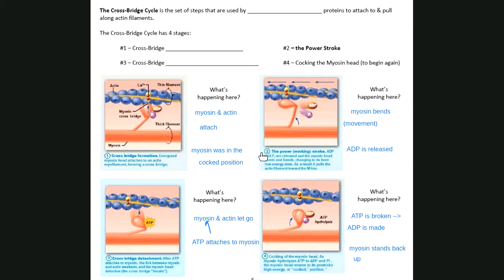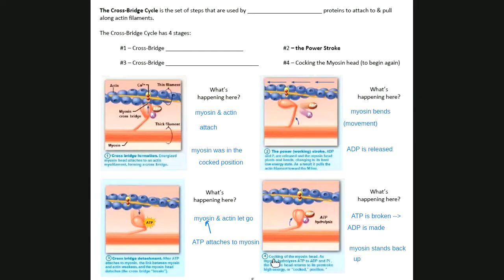So if I had a question that asked which stage ATP attaches to myosin, it attaches to myosin in this stage right here, crossbridge detachment. And I think we talked about this one: when I break apart ATP to change the shape of myosin, now we're over here at cocking the myosin head.